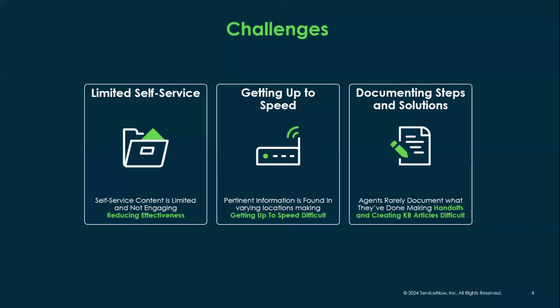So that includes limited self-service. Users can't really get the right content to self-serve. And then also helping agents get up to speed. We really try and help agents consume and produce content more quickly. And that also includes documenting the right steps and solutions to make life easier down the line for any other agents that face a similar issue.